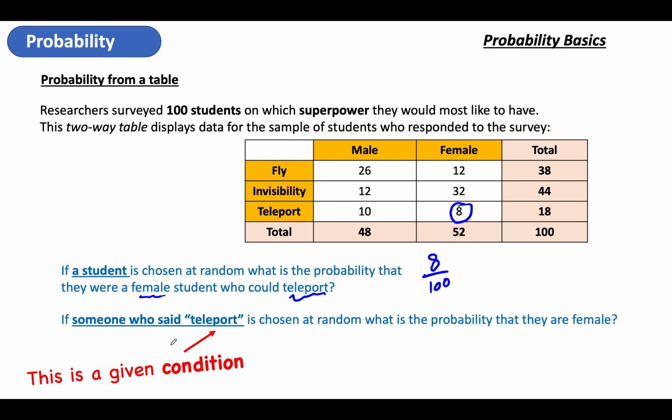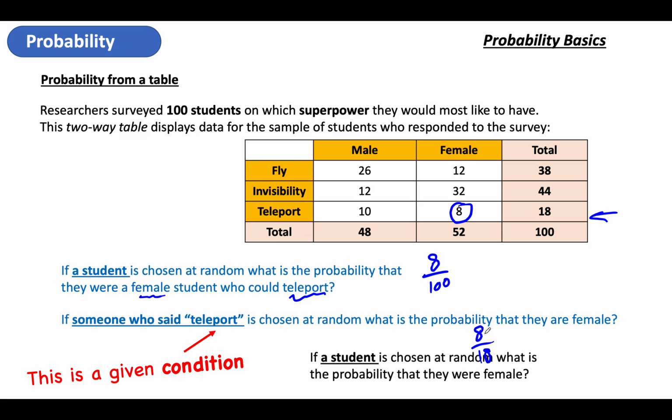This one there is. If someone who said teleport is chosen at random, so we know they said teleport, we're only looking at this row here. So it's out of 18. Without even looking at the rest of the question, I know it's out of 18. What's the probability that they were female? Well, how many of them were female out of the ones that said teleport? That's 8 out of 18. Okay. Well, I've written all over my question at the bottom here, so I'm going to have to rewrite some of that. Let's put 8 out of 100. Oops. Let's put this one was 8 out of 18.